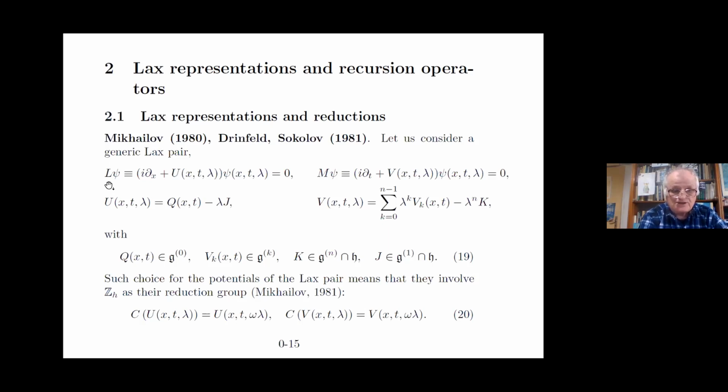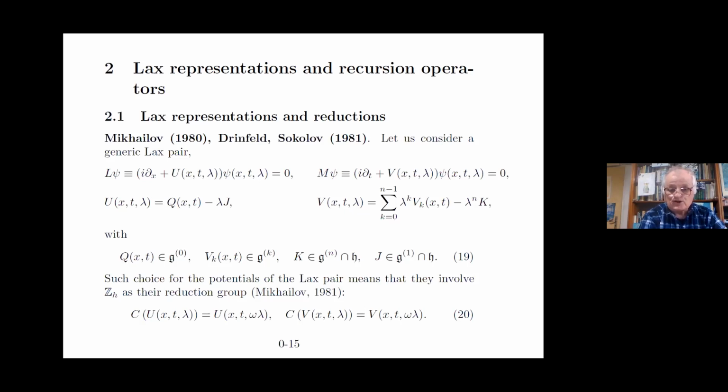Lax representation is a set of 2 operators, L and M. They are ordinary differential operators, the first one with respect to x, the other one with respect to t. And the potentials in them, u and v, take values in the algebra D4. And the simplest possible non-trivial case is when u is a linear function of the spectral parameter. And so J is a constant element from the Cartan subalgebra. And q is the corresponding potential of the Lax operator.